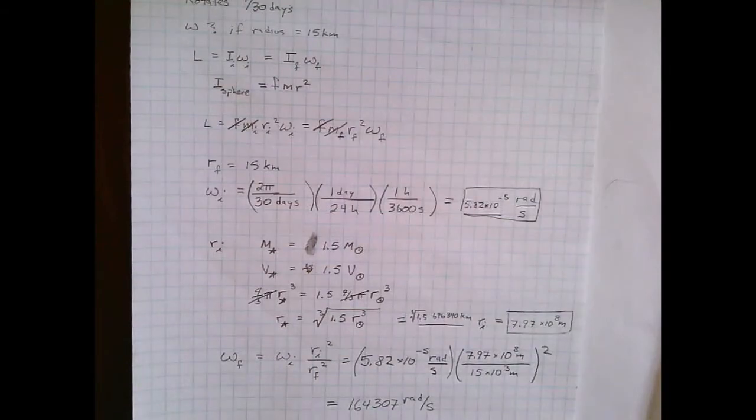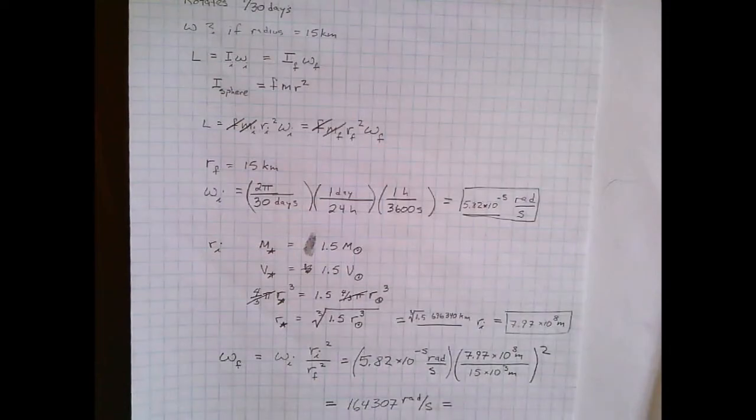And if we divide that by 2 pi, that gives us 26,150 revolutions per second, which is a crazy number.